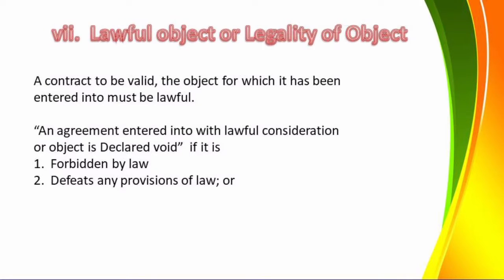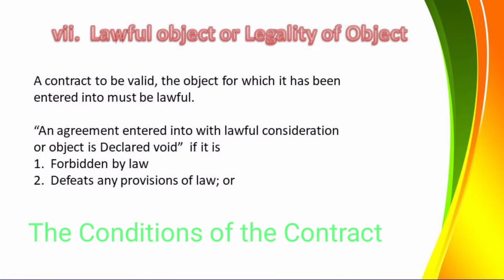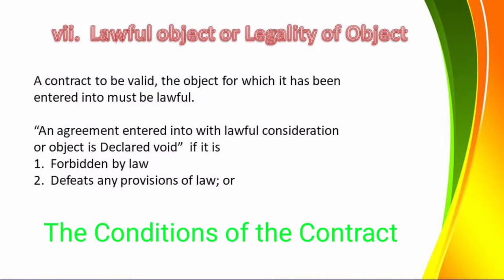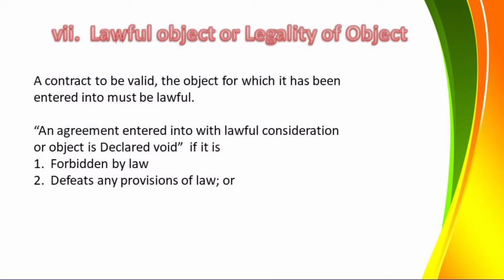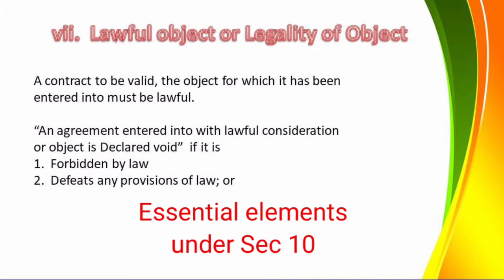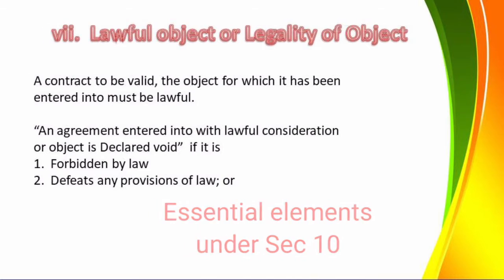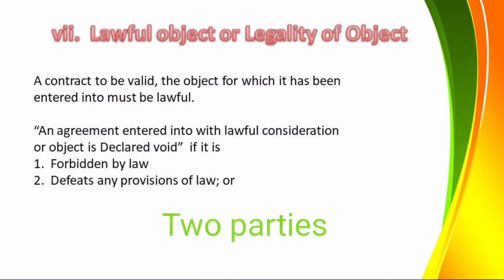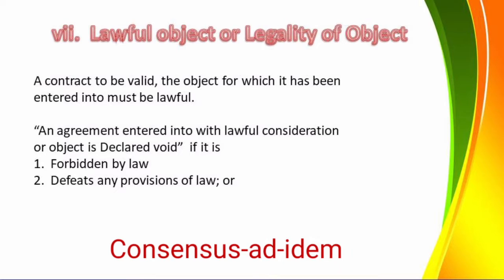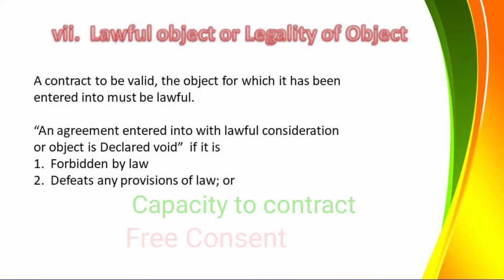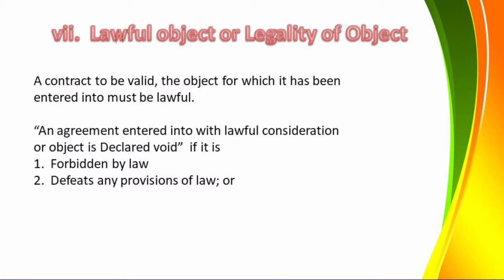In our previous classes, we were discussing the conditions of the contract. Whenever a contract has to be entered into, it has to satisfy certain essential elements under section 10. So to constitute a contract, certain conditions are to be satisfied, namely two parties, consensus ad idem, capacity to contract, free consent, lawful consideration, legal relationship, lawful object, terms must be certain, and possibility of performance. We have seen all the 6 conditions.